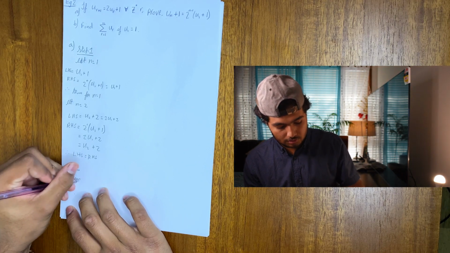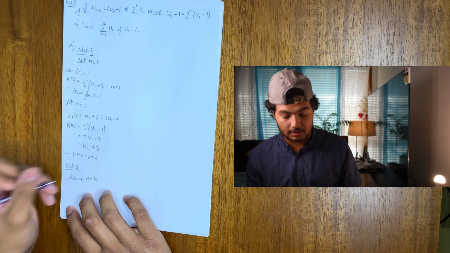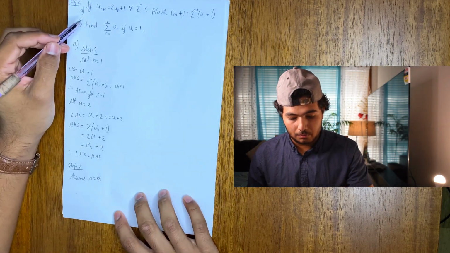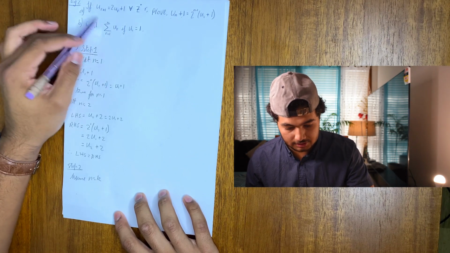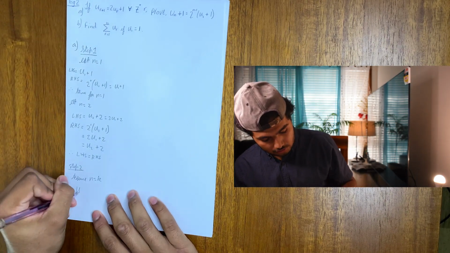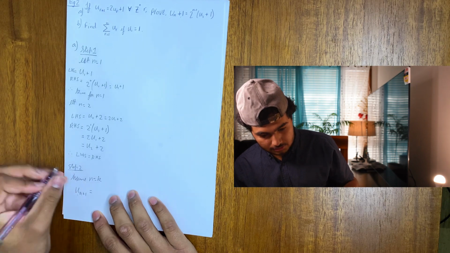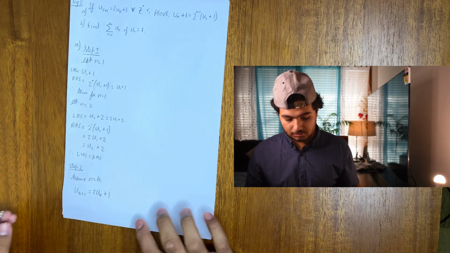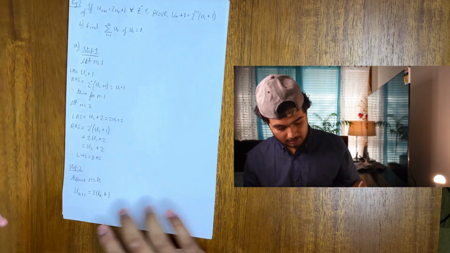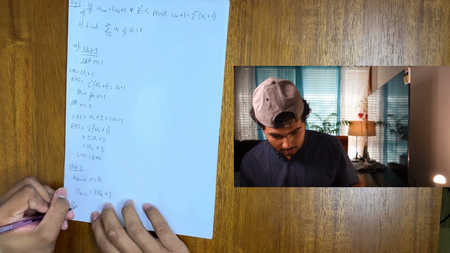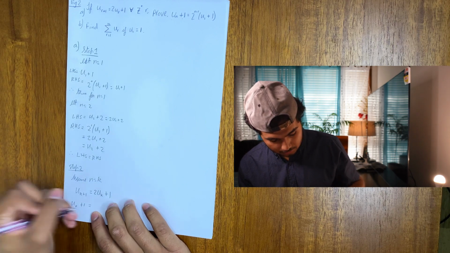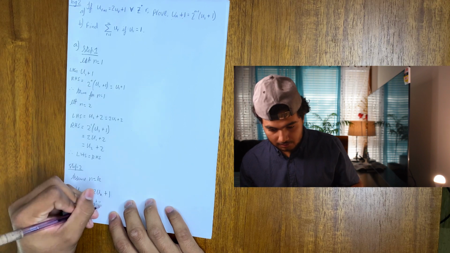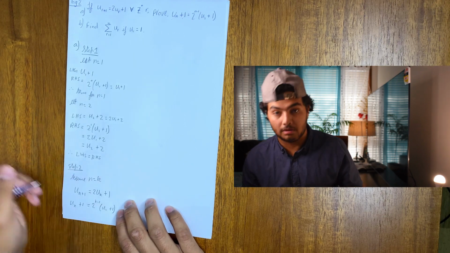So step 2, assume n equals k. Sub it into this first. So we have u to the k plus 1 equals 2u to the k plus 1. And then sub it into here as well. So u to the k plus 1 equals 2 to the k minus 1. We have u1 plus 1 right here.